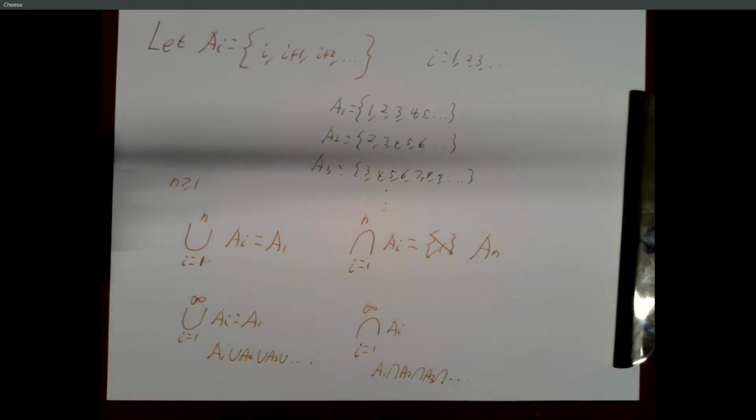All right, the infinite intersection, which is the intersection of all of these sets. And it's not going to be A infinity, because A infinity is not a set, because infinity is not an integer bigger than or equal to 1. Empty set. What do you think about the empty set?